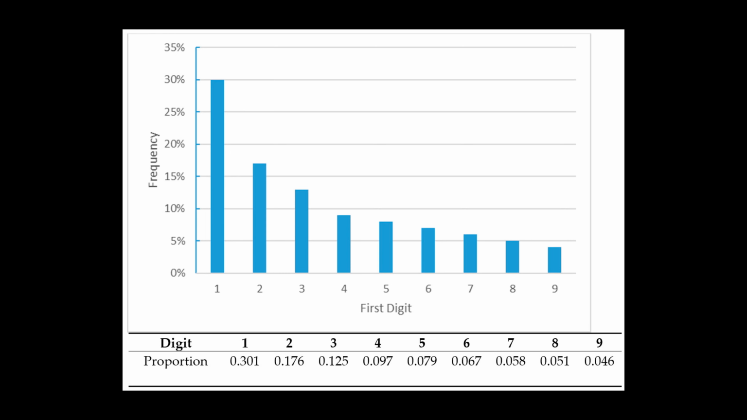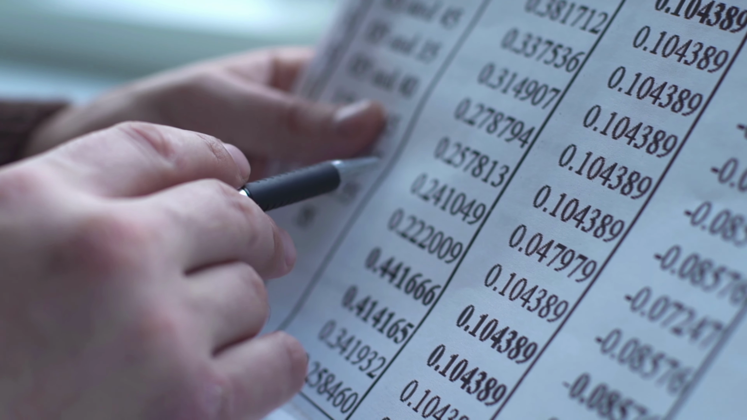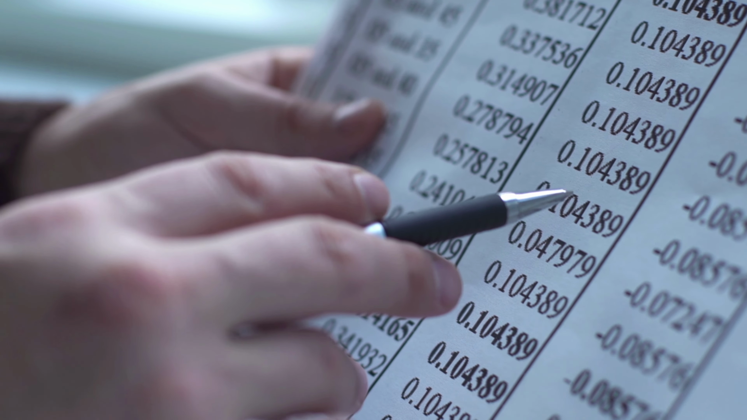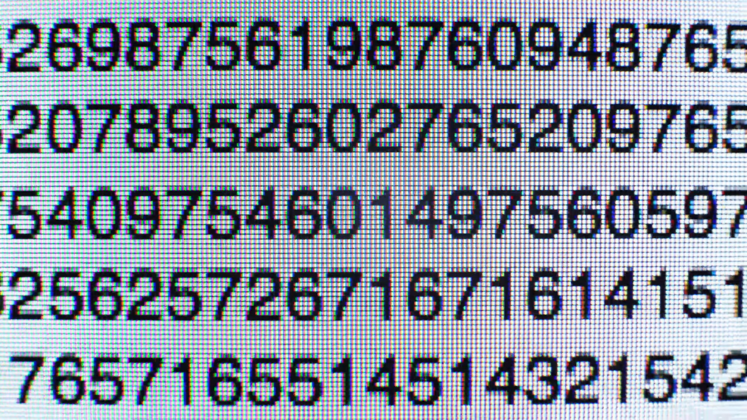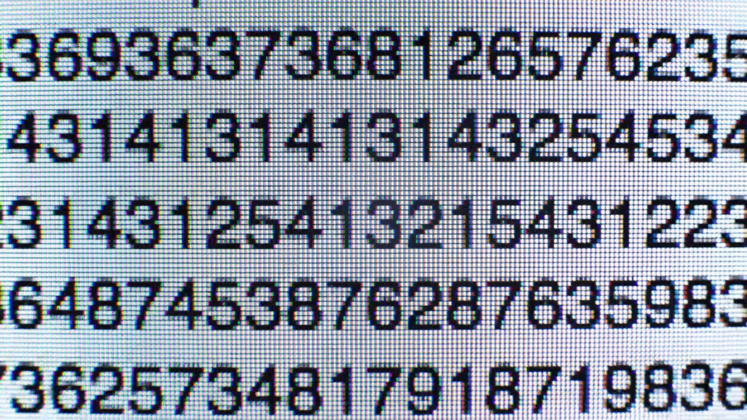Now, you might be thinking, why would numbers behave this way? It turns out Benford's law applies to data sets that span several orders of magnitude and aren't artificially constrained. Think of data sets like populations of cities, lengths of rivers, or financial transactions. These data sets often result from combining other distributions and naturally span a wide range of values.